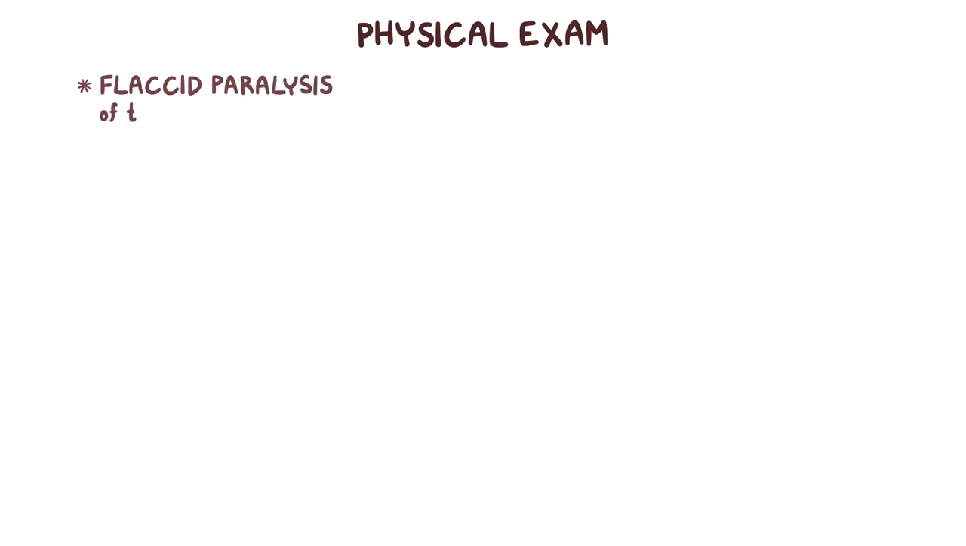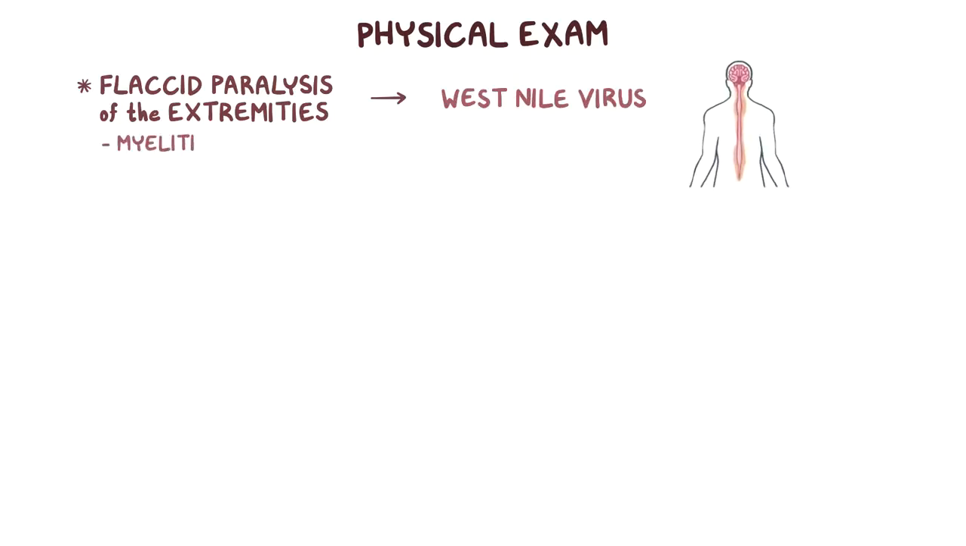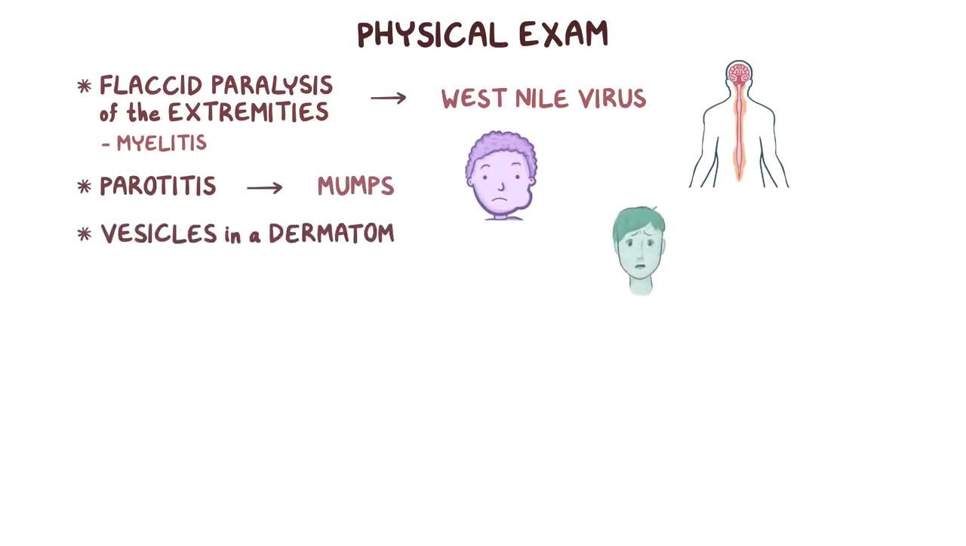Flaccid paralysis of the extremities is characteristic of West Nile virus, which occurs because the virus may also cause a concomitant myelitis, which is an inflammation of the spinal cord. Parotitis may suggest mumps, and a group of vesicles in a dermatomal distribution suggests VZV.